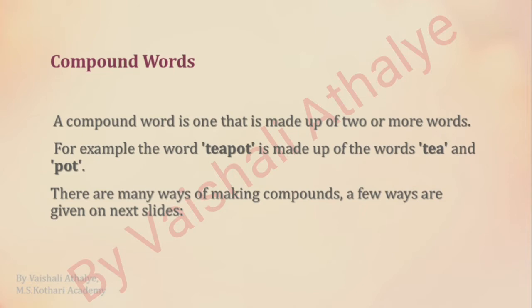A compound word is made up of two or more words. Two words are put together and a new word is formed. For example, teapot. This compound word is made up of two words, tea and pot. There are many ways of making compound words. A few ways are given on the next slides.